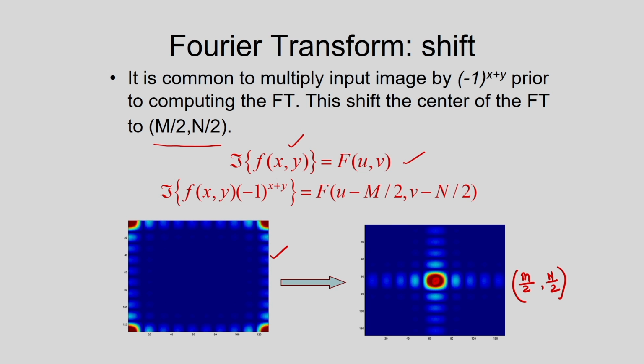For shifting I have to multiply the image by minus 1 to the power x plus y, and after this I have to determine the Fourier transform of the image. This is called the pre-processing. So, first I have to do the pre-processing, and after this I have to determine the Fourier transform of the image. And for displaying the Fourier transformation, already I have explained that I have to consider the log transformation, that is to compress the dynamic range of an image.